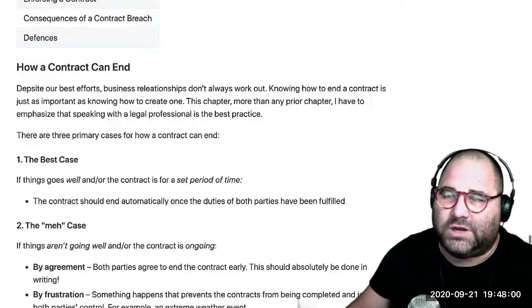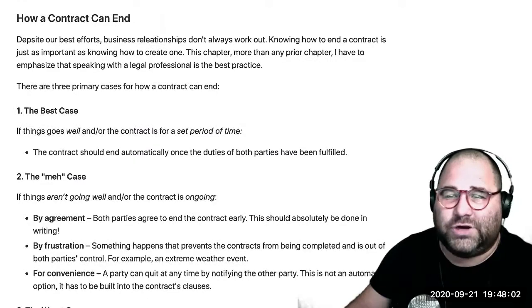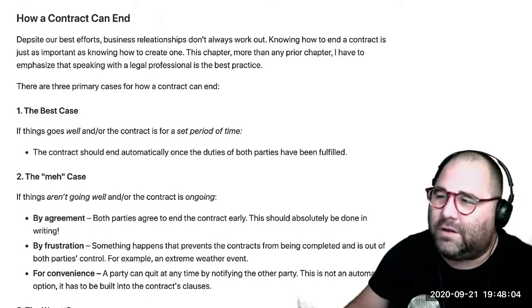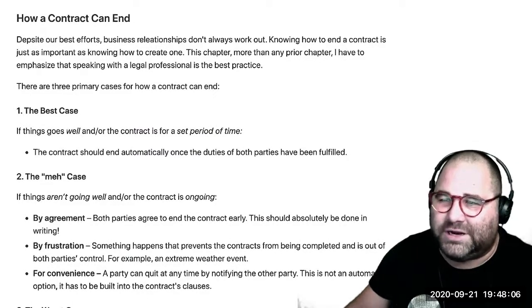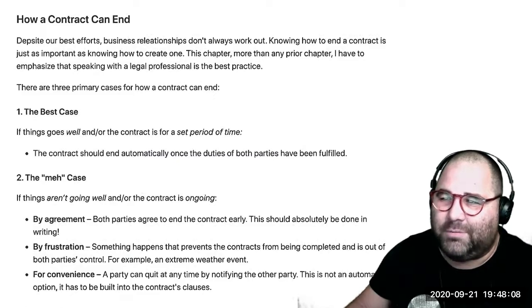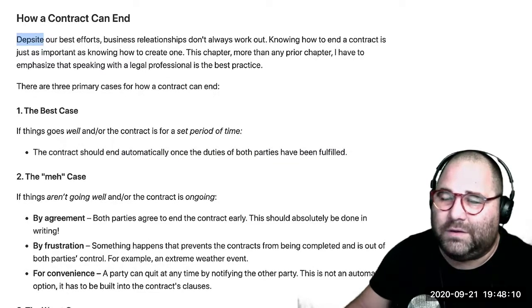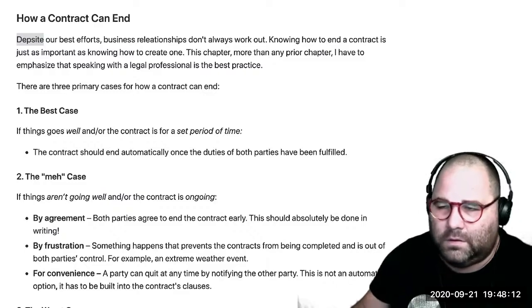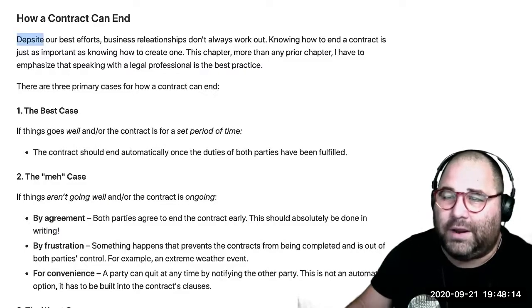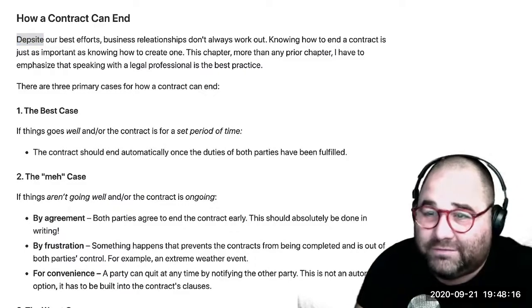So the first thing we should talk about is, how can a contract end? Oh, you know what? I ran spell check and there's still this really embarrassing typo right here. Depsite. Anyway, despite are best efforts.